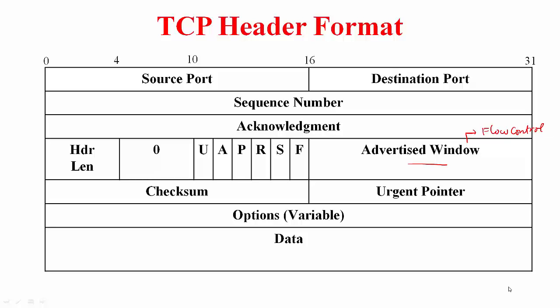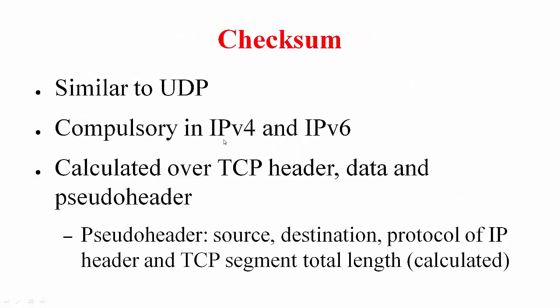And just like in UDP, you have a checksum field. This checksum field is compulsory both in IPv4 as well as IPv6 because TCP offers reliable service. And again, much like in UDP, this checksum is calculated over the TCP header, data, as well as a pseudo header. For the pseudo header, you take the source, destination and protocol fields of the IP header, and not only that, you include the TCP segment total length. Notice that there is no such field as part of the TCP header. This total length actually has to be calculated.